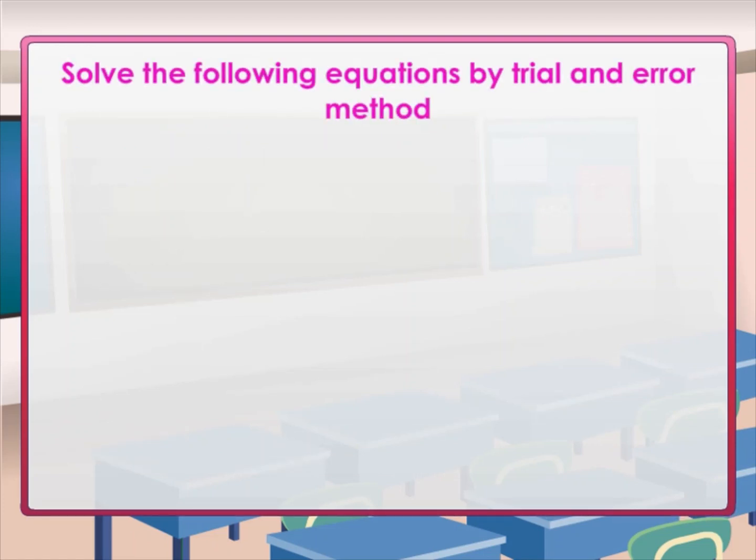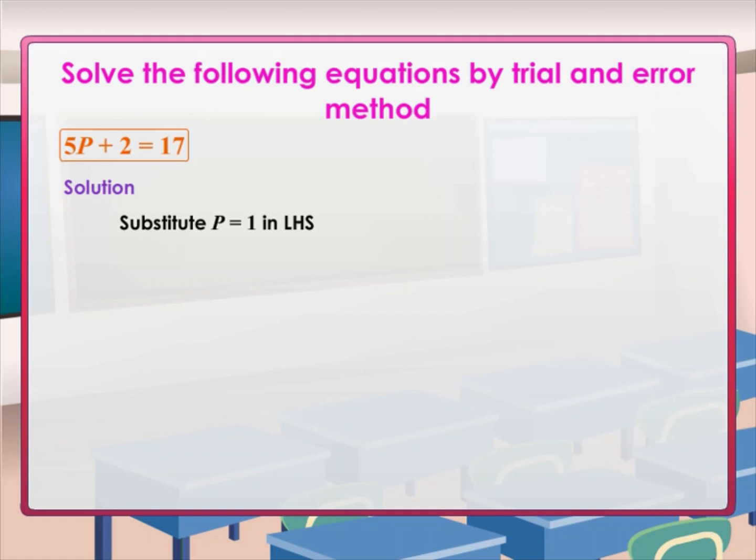Solve the following equations by trial and error method. The given equation is 5p plus 2 is equal to 17. We have to solve this equation by trial and error method. In this method, we substitute a random number for the variable. If it does not satisfy the equation, then we must substitute another number randomly until we get the solution.